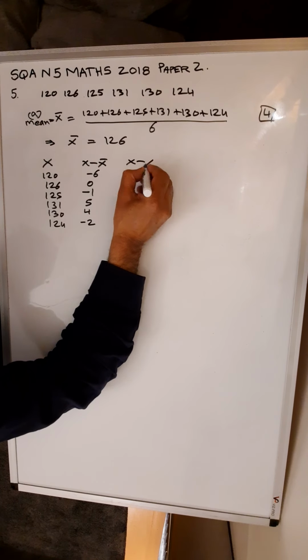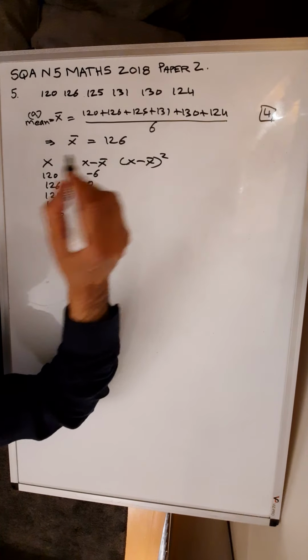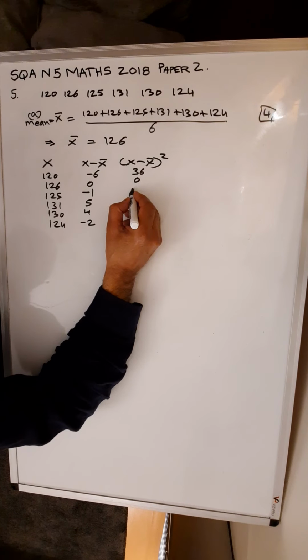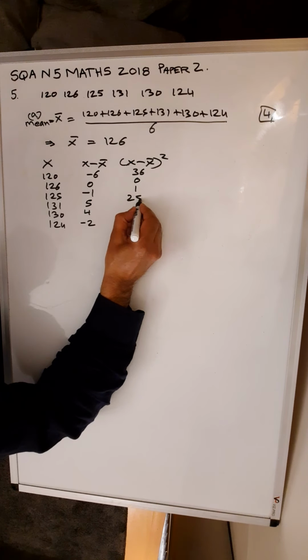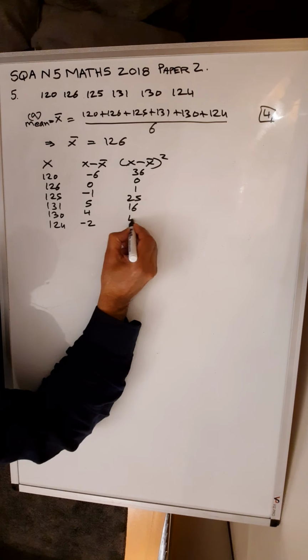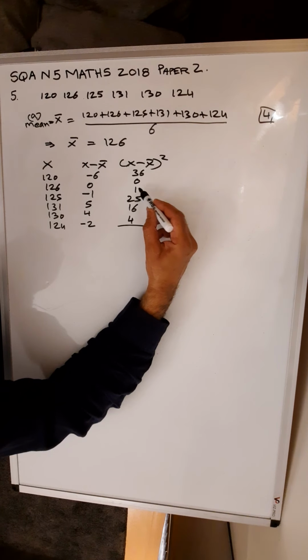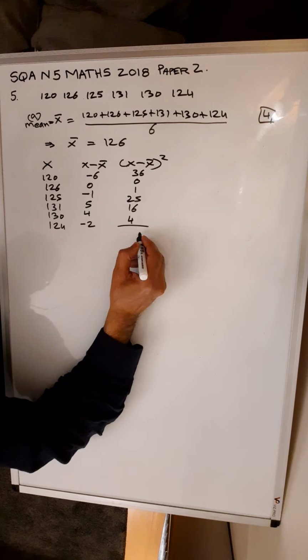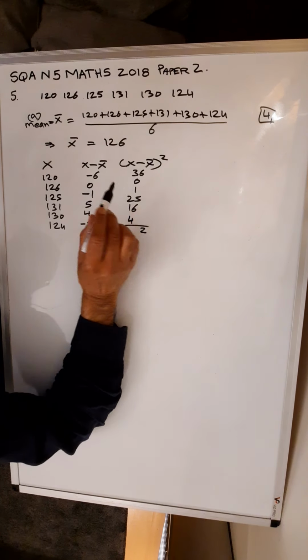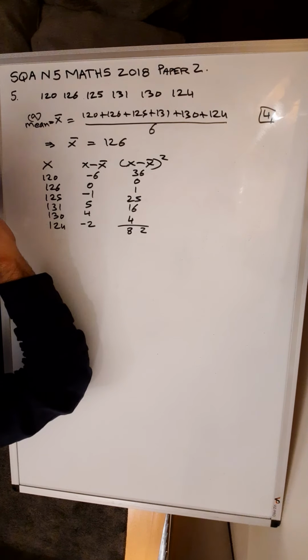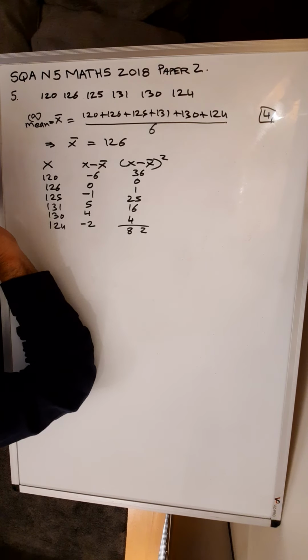Your third column is X minus X bar, all squared. You're just squaring these results, so they all become positive. 6 squared is 36. 0 squared is 0. Minus 1 squared is 1. 5 squared is 25. 4 squared is 16. Minus 2 squared is 4. Then you add all of that up. Just check it with your calculator: 36 plus 25 plus 16 plus 4.